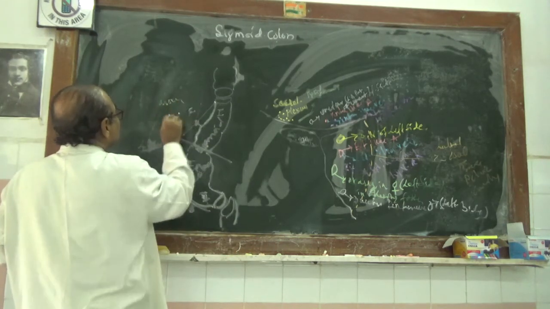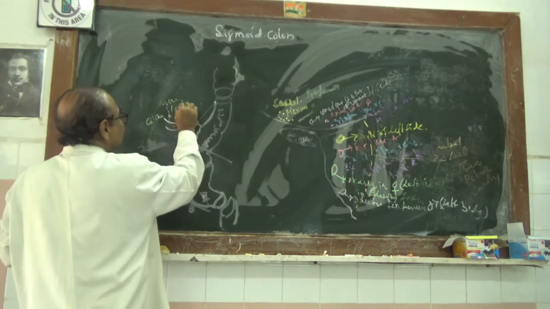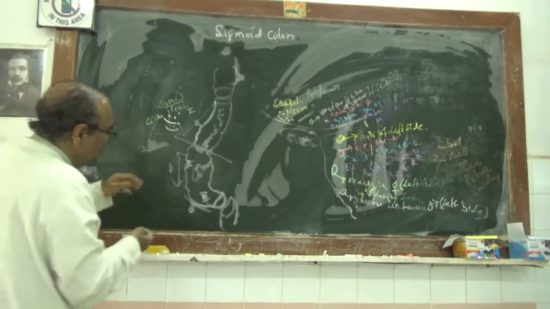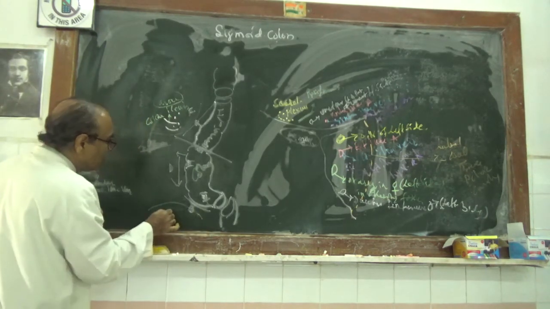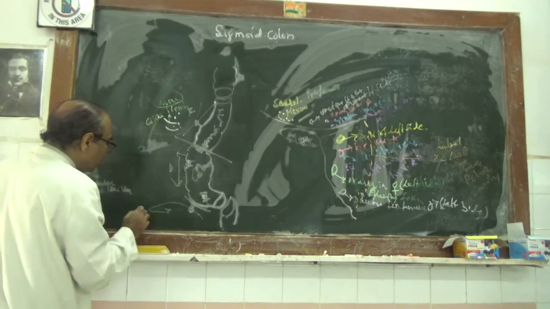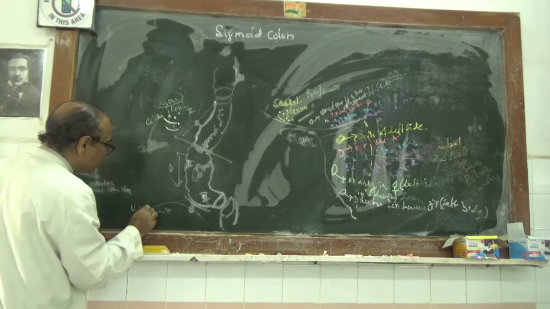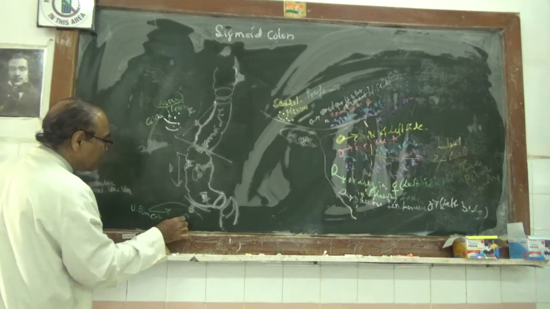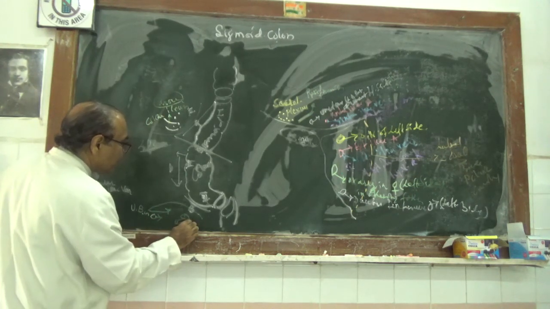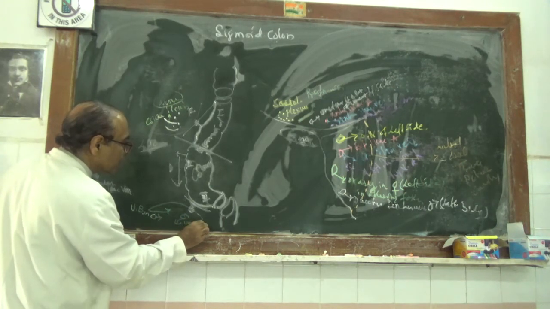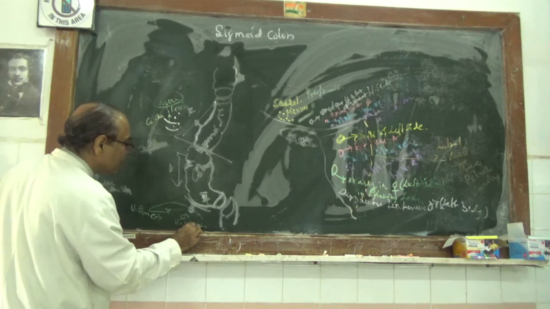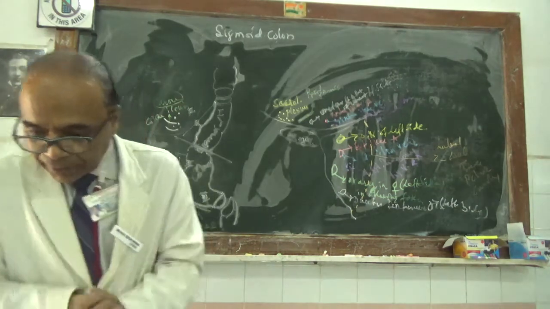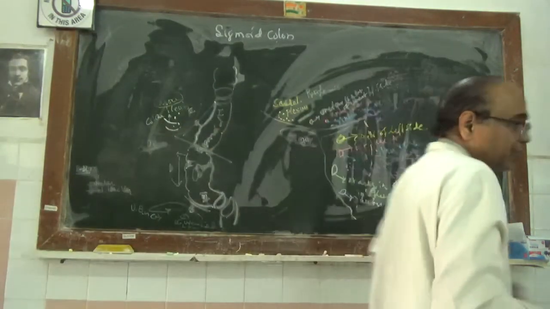Above are the coils of ileum, this is the relation. Now what will you have below? Below, at this point, you will have two: one will be the urinary bladder in male, and the uterus, the lower part of the uterus in female. So this is the relation.